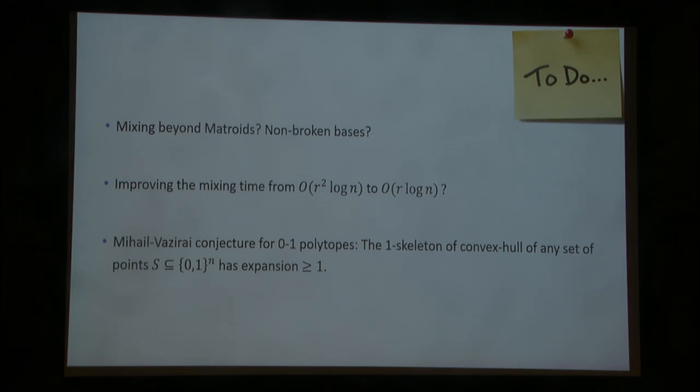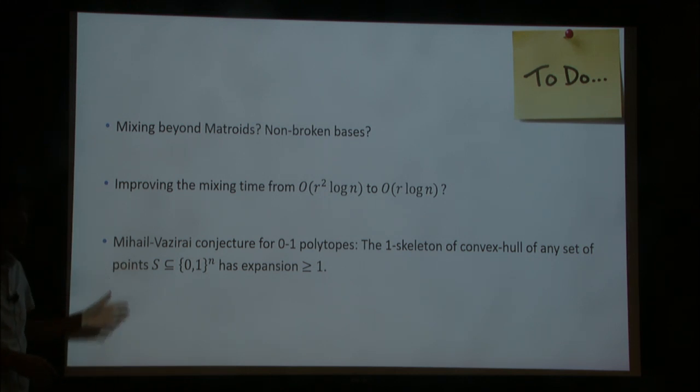It is the one skeleton of any set of points. You take all ones and all zeros, what does it mean? Looking at edges that are adjacent, right? Yeah, so then there's going to be a direct edge from 0, 0, 0. So it's not the graph of the cube. Yeah, so what are the points? Or you take the convex hull, you take the one skeleton. Good. Okay. That's the conjecture.